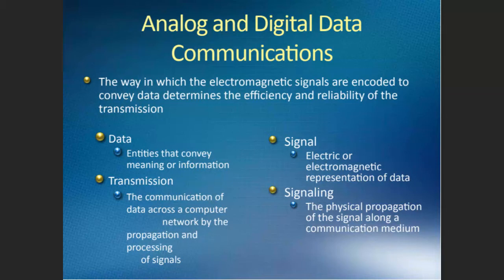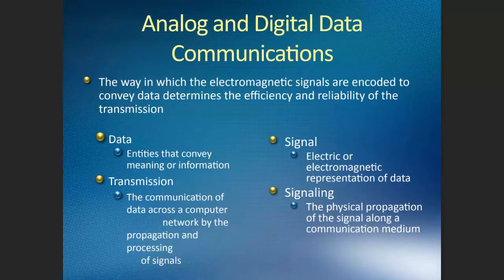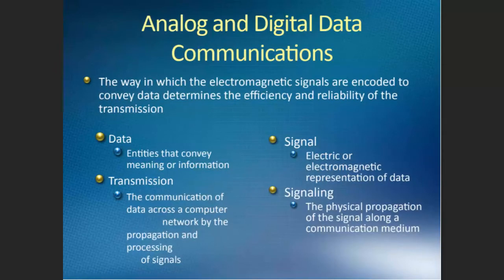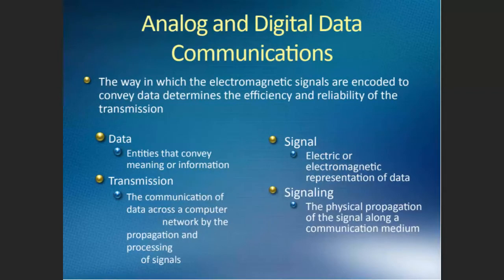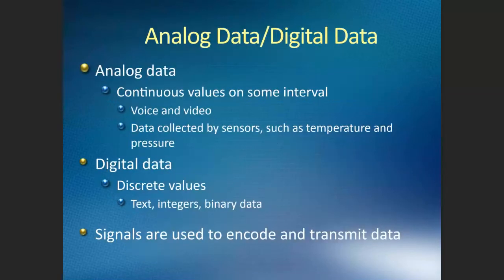Signaling is the physical propagation of the signal along a communication medium. How it is traveling on the medium itself. I put the signal on the transmission line, and it is signaling that controls its traveling or propagation in the medium. So please try to understand the concept.